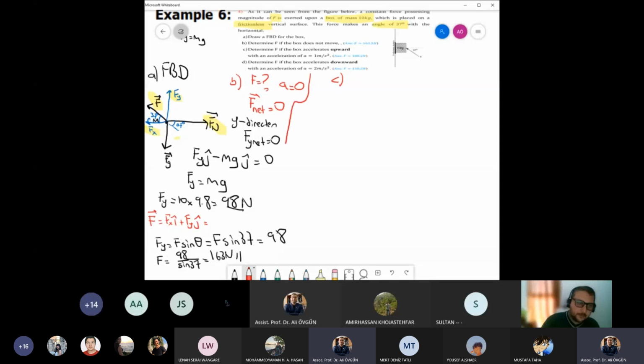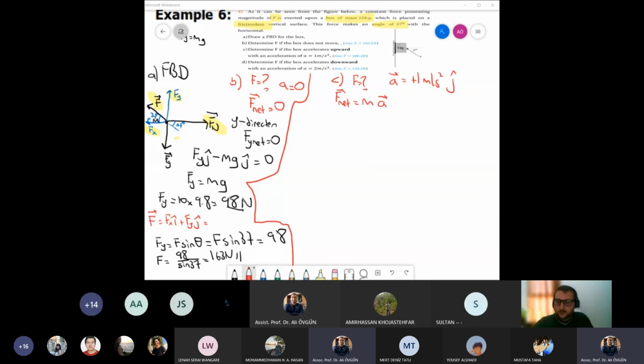This time they said that the box accelerates upward. So if the box is accelerating upward, what happens? Acceleration is equal to positive 1 meter per second squared J hat. And F net this time is not equal to 0, but it is equal to ma. Now, by using Newton's second law, we can solve to find what is the F.